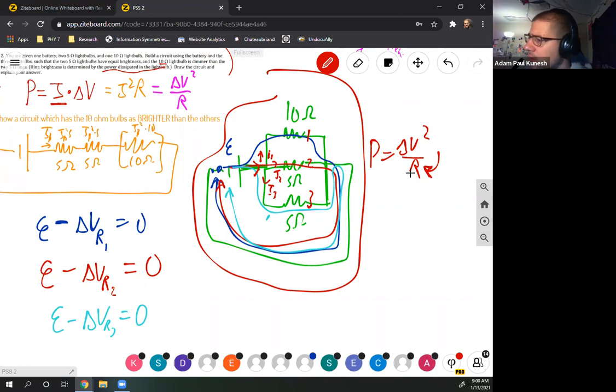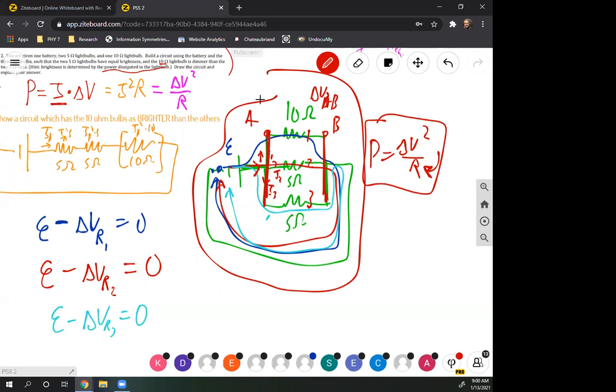Connecting things in parallel makes it so that things have the same voltage drop across them. Like if here's point A, point B, the voltage difference across A and B is the same regardless of which path I take. So delta V AB is the same regardless of which path I take, whether I go across the 5 ohm resistor or the lower 5 ohm resistor and so on. Okay, so this is an appropriate circuit here.